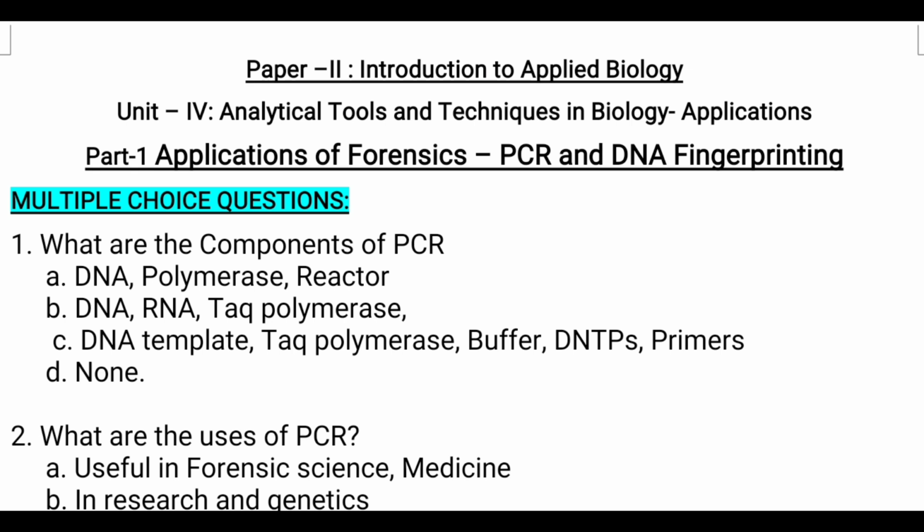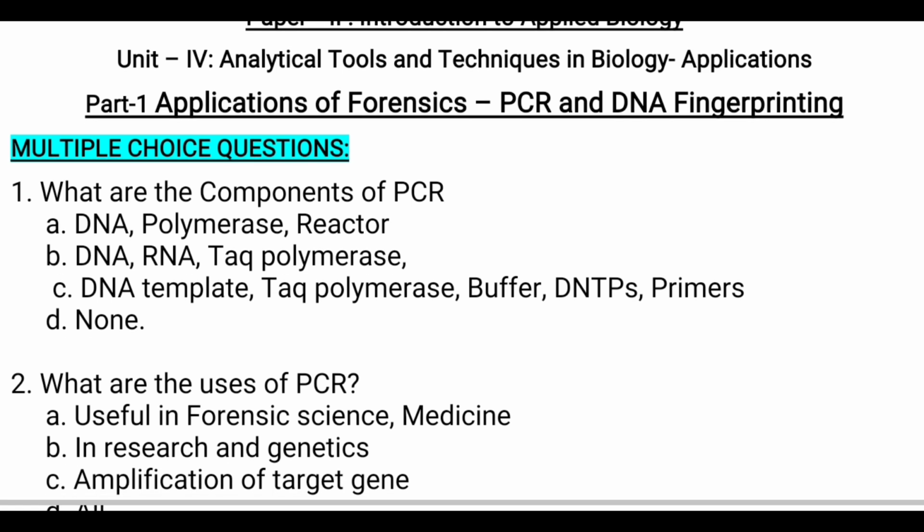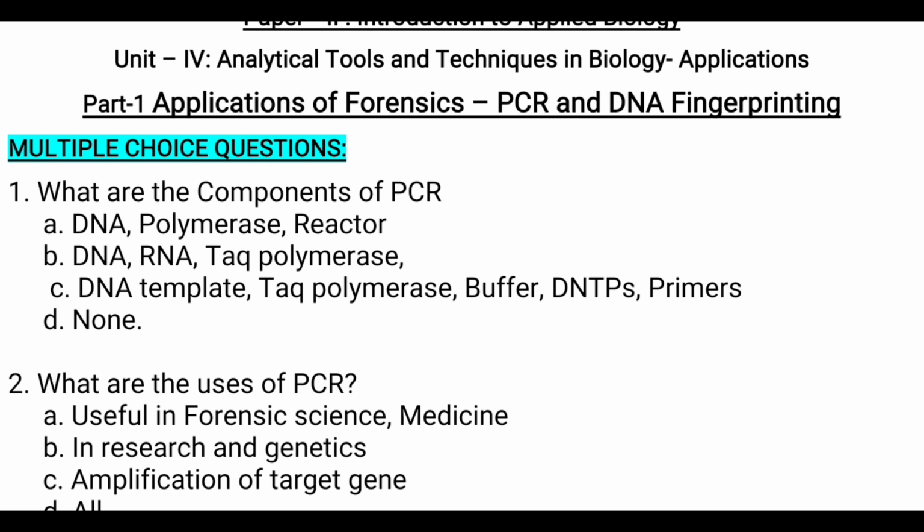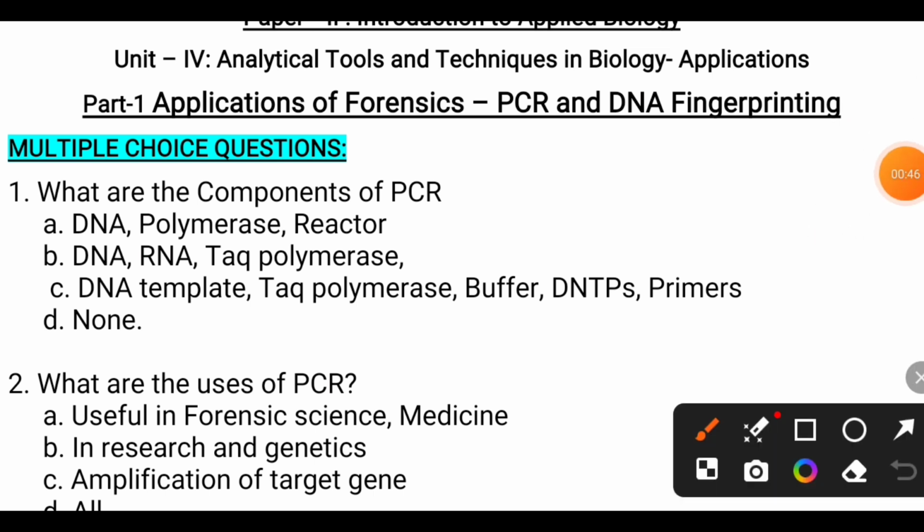What are the components of PCR? Options are DNA, polymerase, reactor. Second option is DNA, RNA, Taq polymerase. Third option is DNA template, Taq polymerase, buffer, dNTPs, primers. Fourth option is none of the above. For this, the correct answer is DNA template, Taq polymerase, buffer, dNTPs, primers. These are all required to do the PCR technique.